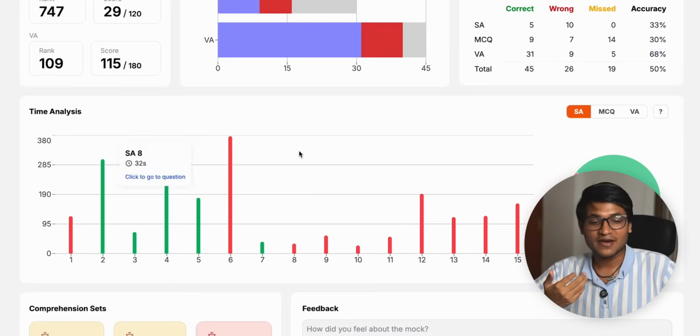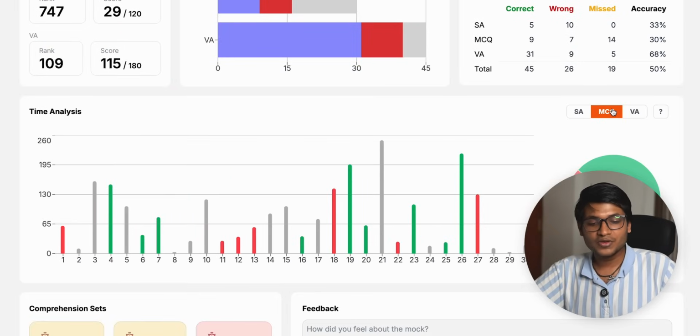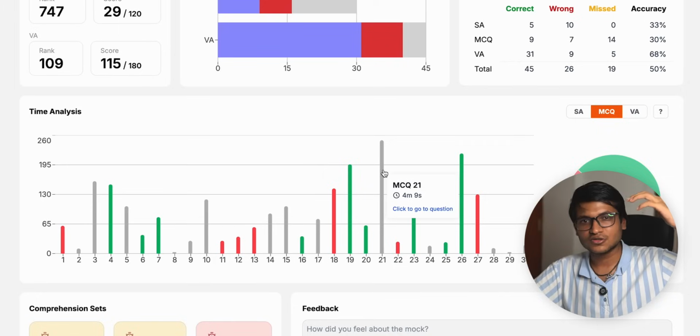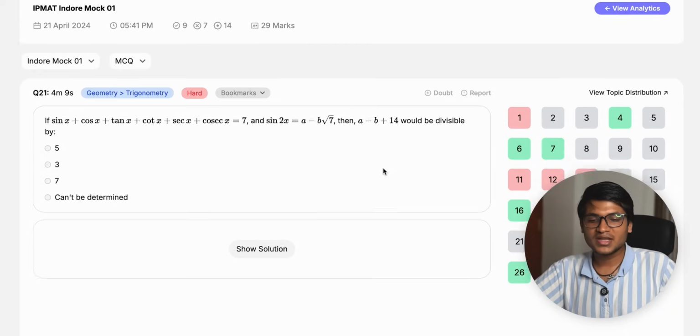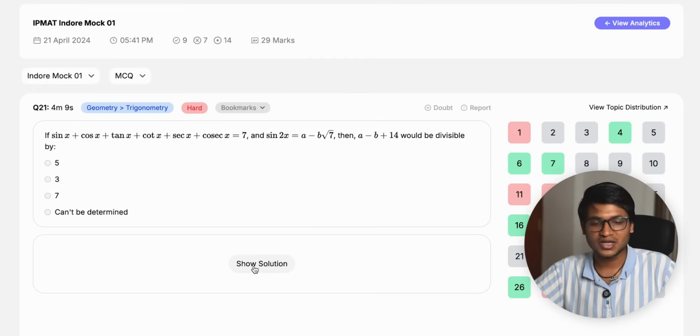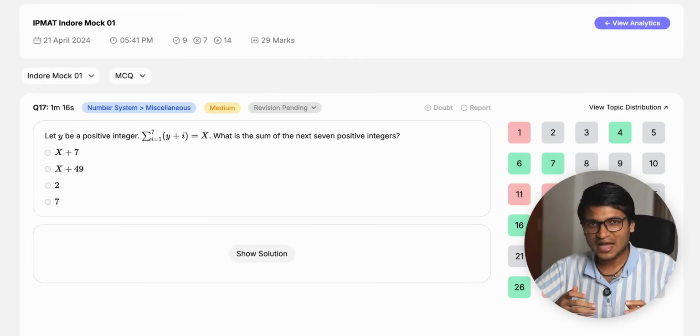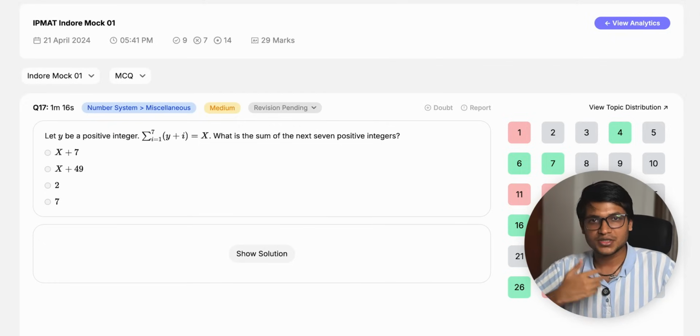And most importantly, you have a time analysis. Over here, you get to see where the most time went. Big gray bars or red bars are bad signs. For example, the student spent 4 minutes and 9 seconds on this question, but they did not get it right. Was this the smartest use of the time? Perhaps not. They might have been able to solve some easier medium questions instead.